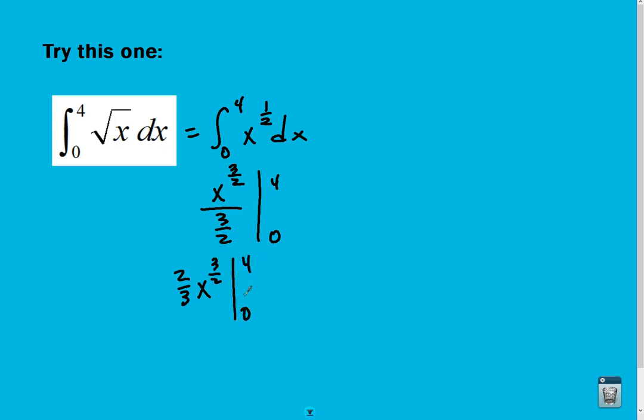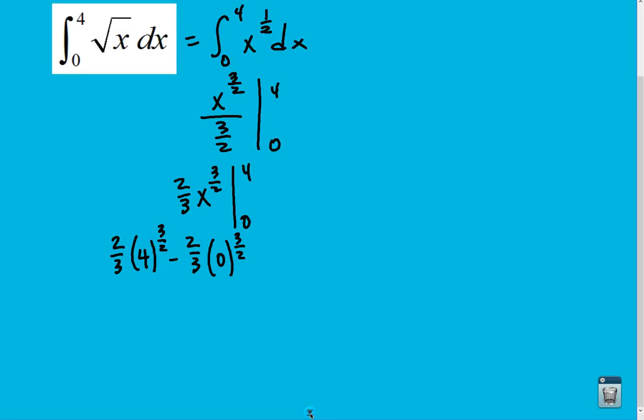And just like on the last problem, I'm going to plug in the 4 first. 2/3 times 4 to the 3/2 minus 2/3 times 0 to the 3/2. And you end up with 2/3, let's see, square root of 4 is 2, cubed is 8, minus 0. End up with 16/3. Again, if I wanted to do this using the limit process, you would get the exact same thing.